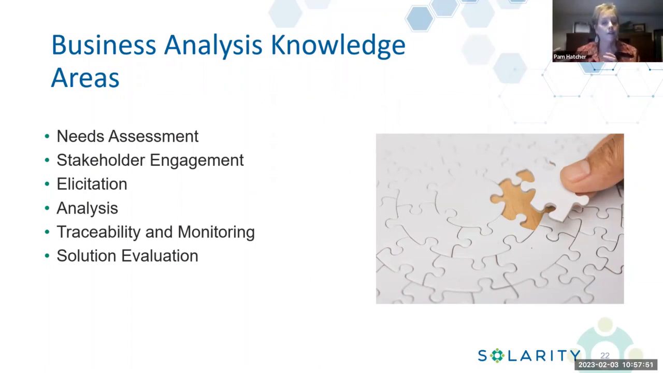Then we talk more of a framework, next slide, to talk about how all of what we just described comes together and needs to integrate and work together. And then we'll dive into each of those knowledge areas for specific processes. So that's how we'll spend the next few minutes. All right, so needs assessment, stakeholder engagement, elicitation, analysis, traceability and monitoring, and solution evaluation. Those are the knowledge areas, and we'll get into those particular functions separately.